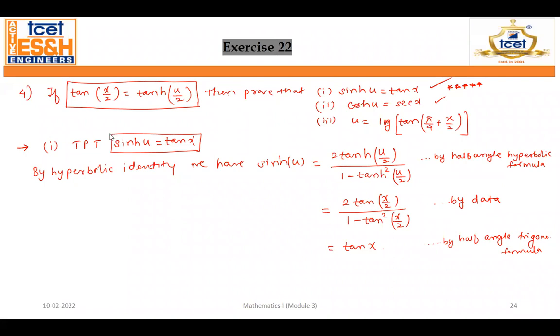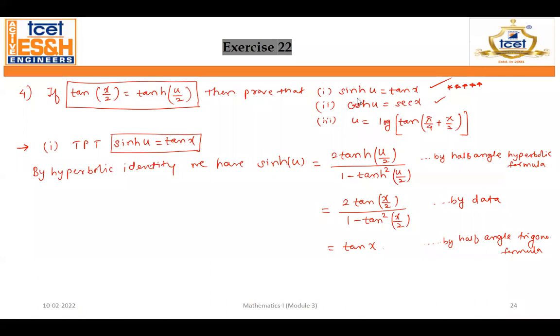So this is the last question of this exercise 22, where it was by mistake printed as tan hyperbolic of x by 2 is equal to tan hyperbolic of u by 2. That was by mistake printed. So actually it is tan of x by 2 is equal to tan hyperbolic of u by 2.